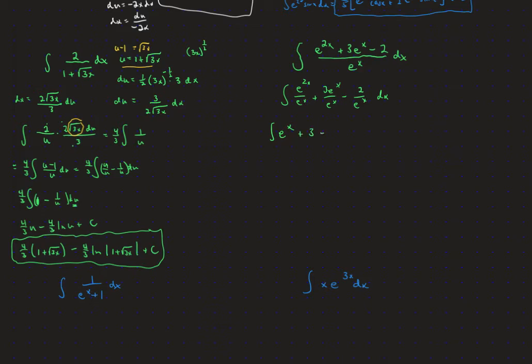Now, we're way ahead of the game if we think of 1 over e to the x as e to the negative x. That's a much easier integral to do than to try to figure out what to do with 1 over e to the x. So the integral of e to the x is e to the x. The integral of 3 is 3x.